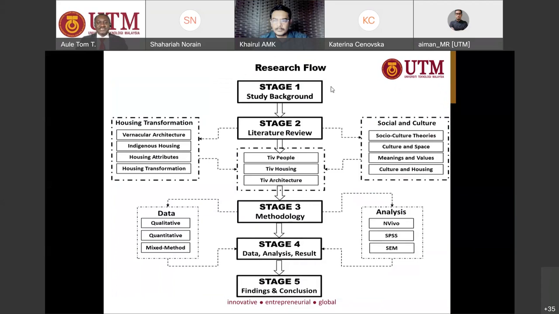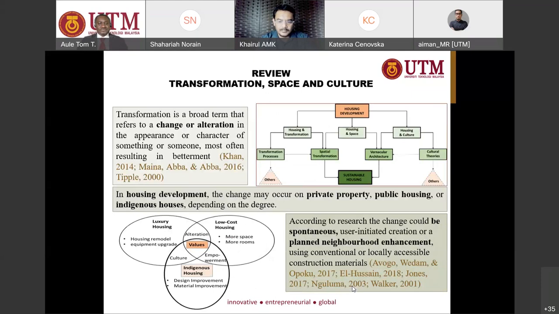So this is just the research methodology flow. From the background, the purpose of the study, the literature review has three parts: about housing transformation, about social and cultural theories in housing, and then the Tiv people in context. All of them lead to the methodology, using a mixed method of qualitative and quantitative, with analysis tools NVivo 12, SPSS 22, and then finally the structural equation model, all to produce results and conclusions.